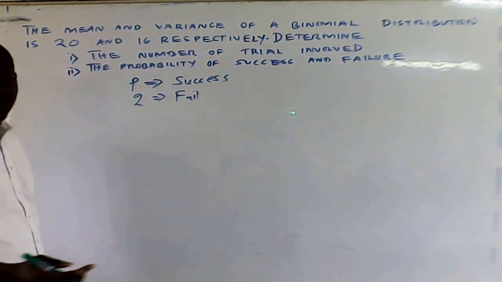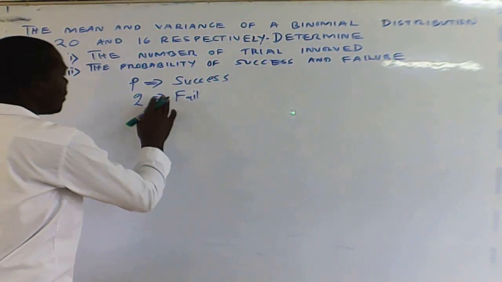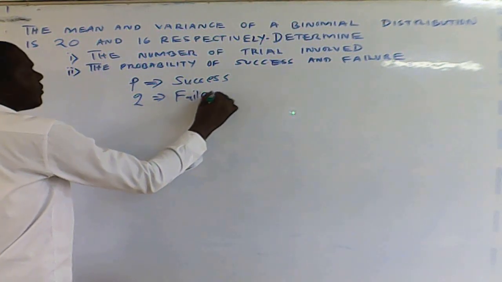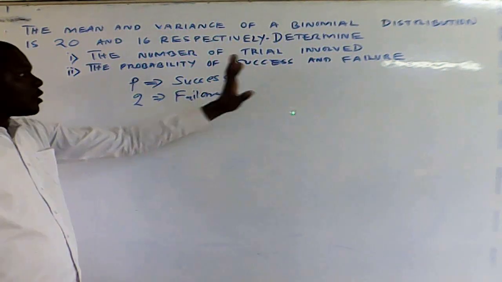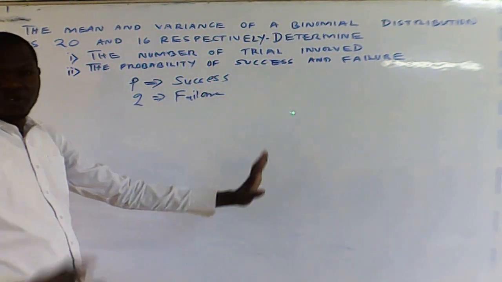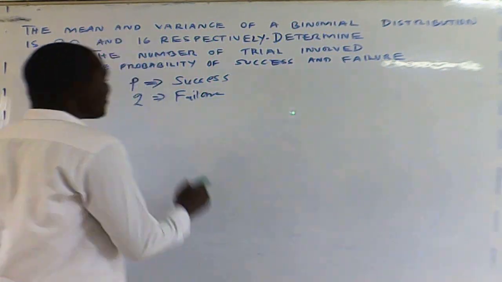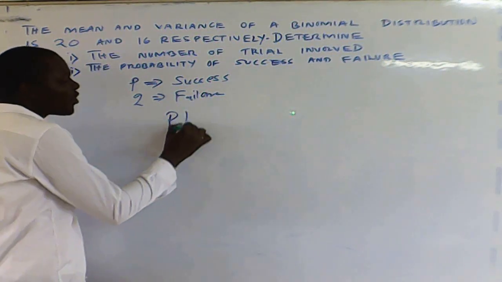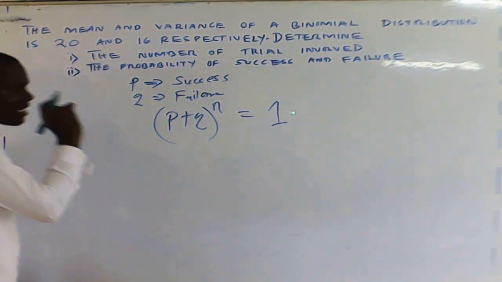A binomial distribution is given by P plus Q raised to the power n. That whole probability is 1, isn't it?